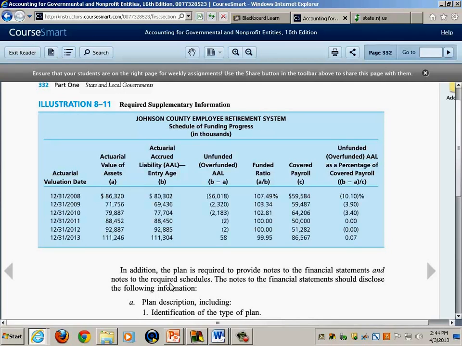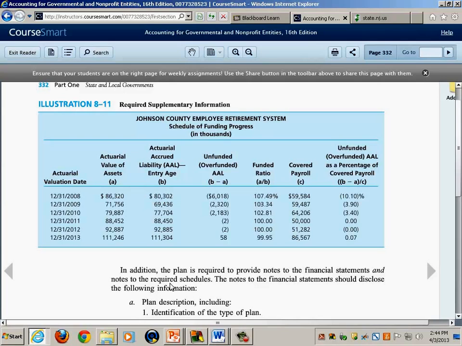Covered payroll, don't be too concerned about this because it basically gives you the total amount of payroll. Why? Because if you had to change the amount you collected, let's say you wanted to collect 1%, if you collected 1% on 10 million as opposed to 100 million, the absolute amount makes a difference, okay? And this is in relation to that.